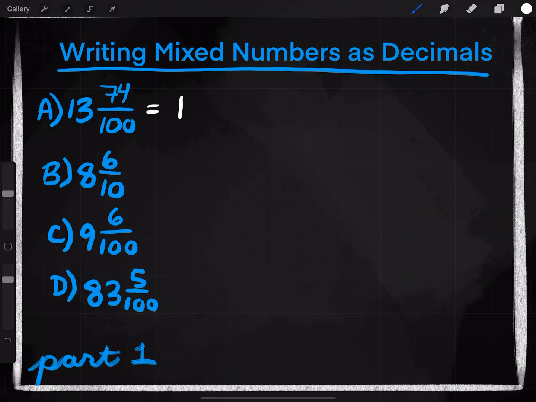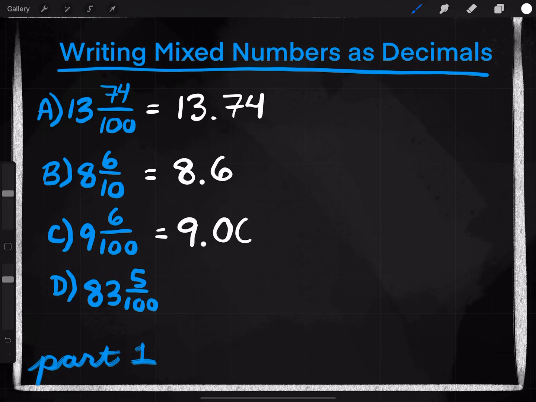Okay, so here we get 13 goes before the decimal, and 74/100ths goes after. 8 goes before the decimal, 6/10ths goes after. 9 and 6/100ths. 83, oops, 83, not 6. And 5/100ths.